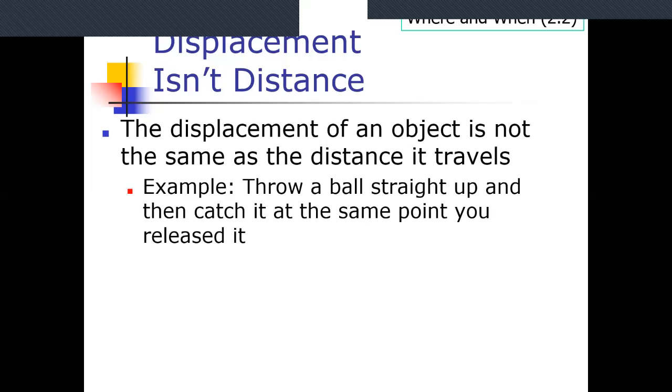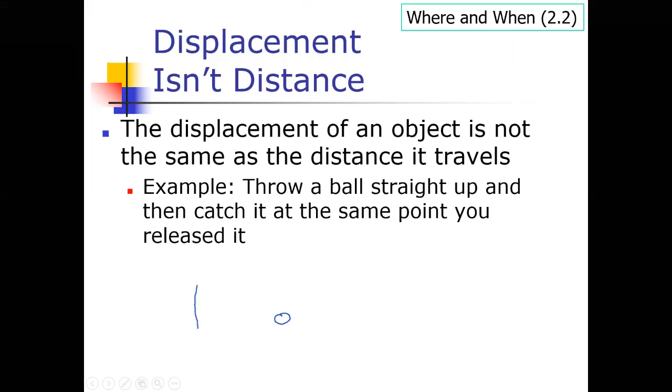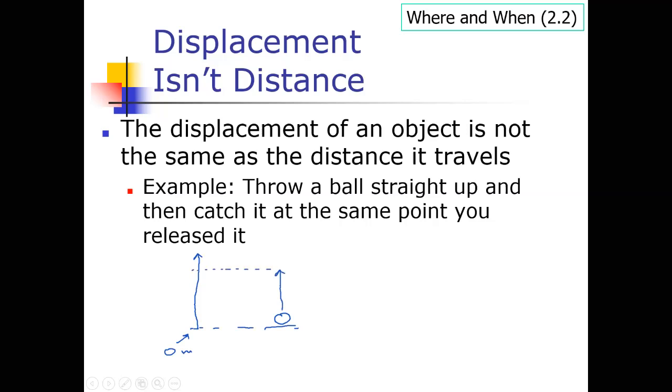So let's consider this example of a ball that is being thrown up, and then you catch the ball again. So here's the ball, and we're going to move in the vertical direction now, so we're going to use the positive y-axis. We'll call where the ball starts out position 0. It starts out at 0 meters, at the origin, and then we toss it up, and let's say it gets to a height of about 3 meters.